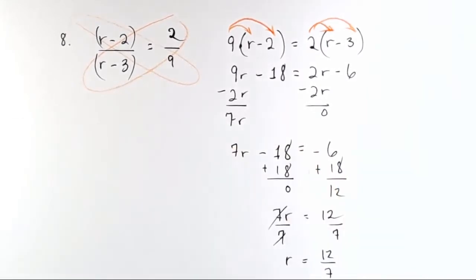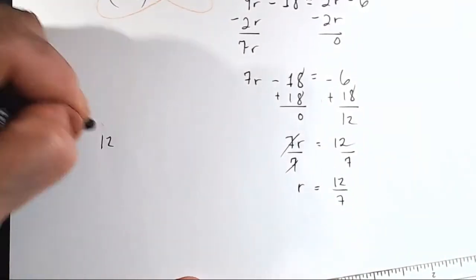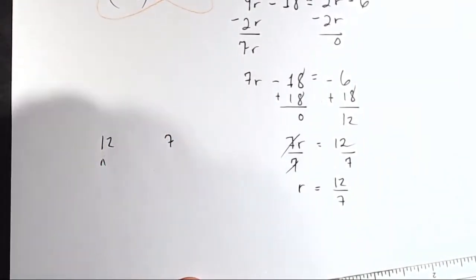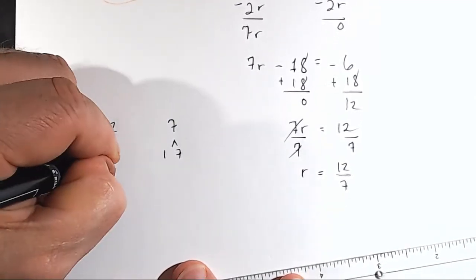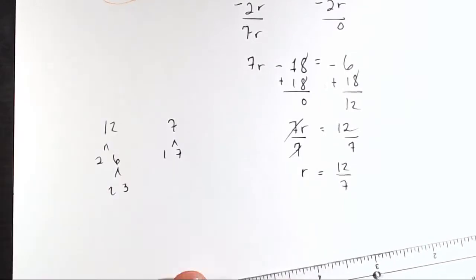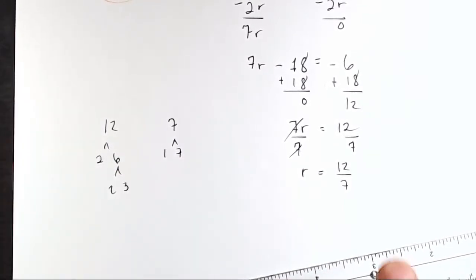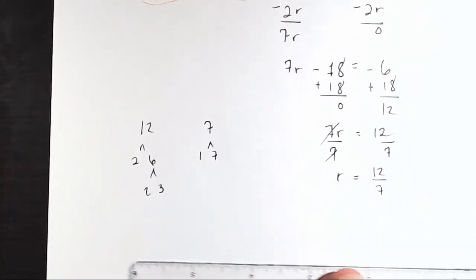They have no common factors, right? If you were to break down 7 and 12, 7's prime, so it's just 1 and 7. 12 is 2 and 6, and then 2 and 3. So there's no common factors, therefore this is fully simplified already.